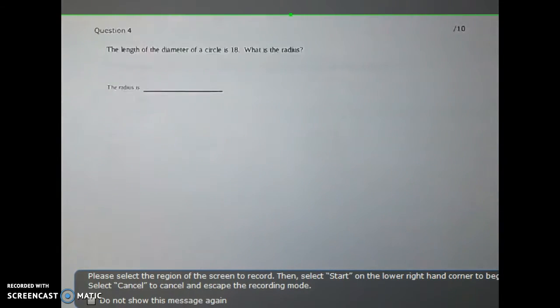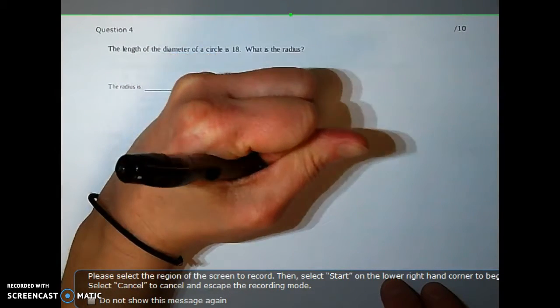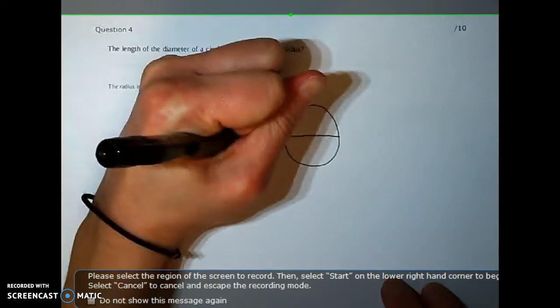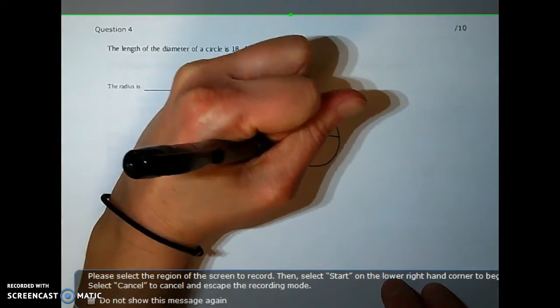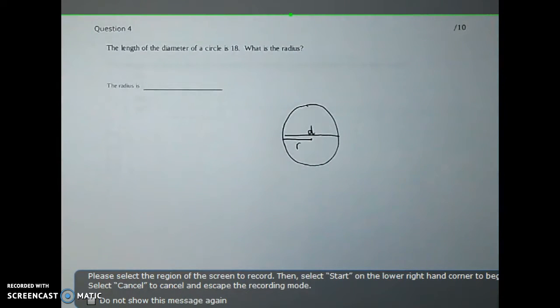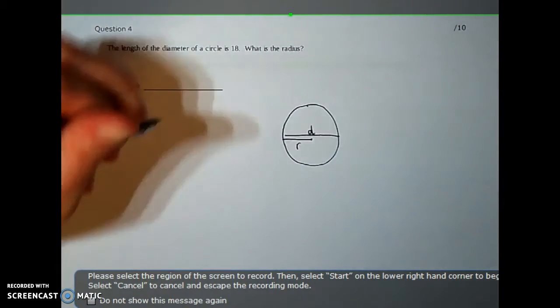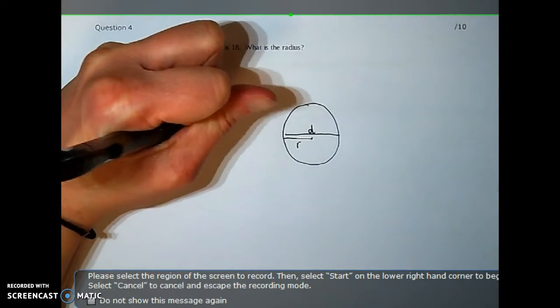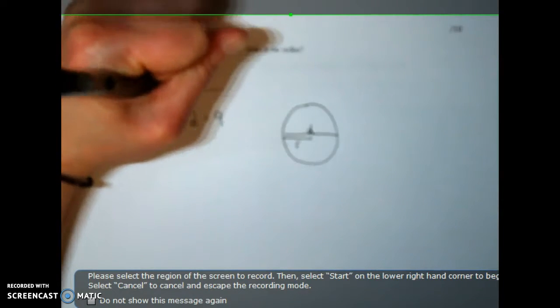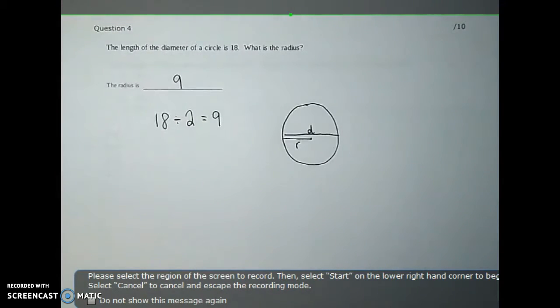The next question reads, the length of the diameter of a circle is 18. What is the radius? Well, like we just talked about, when we have a circle, diameter is all the way across, whereas the radius is just going to be halfway across. And so if I want to find the radius, if the diameter is 18, I have to divide the diameter by 2. 18 divided by 2 gives me 9. And so the radius of the circle is going to be 9 units.